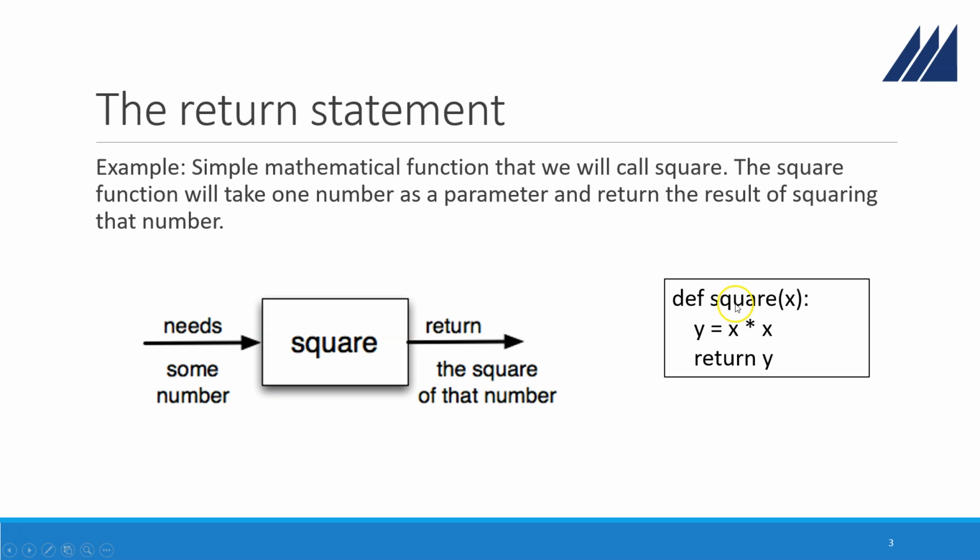In this box is a very simple definition of this function. This is the header of the function: def, the name of the function, and the one parameter that we have, and then a colon. The function is going to get the square of x and save it in y, and then you return y. Let's take a look at this in a program.